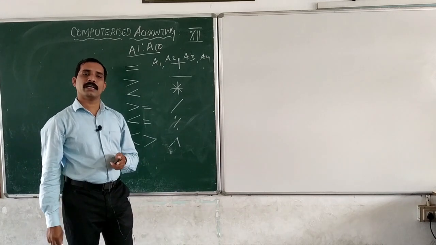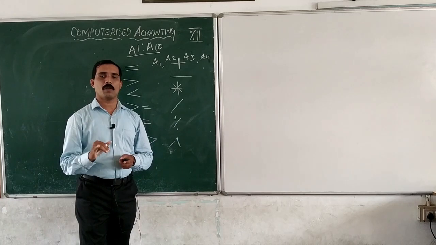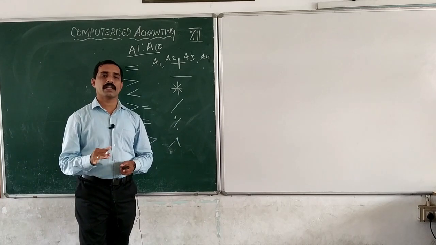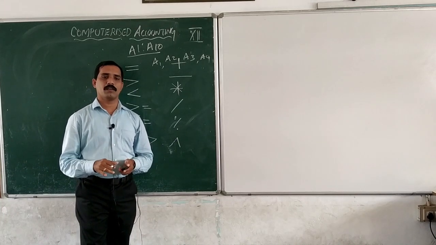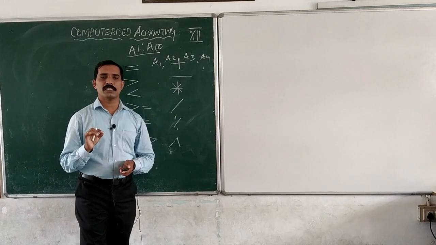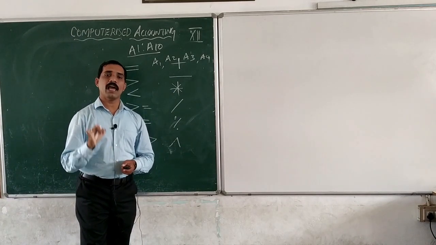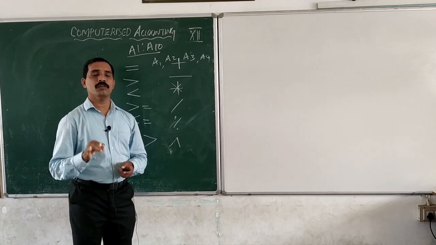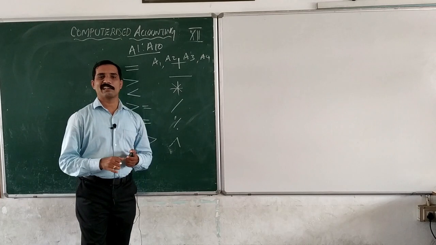Mathematical operators are of three types: arithmetic operators, comparison operators, and reference operators. Okay. So what are the types of worksheet data? The types of worksheet data are value, label and formula. Okay. I think all are clear.